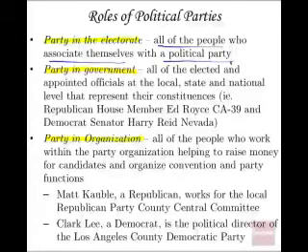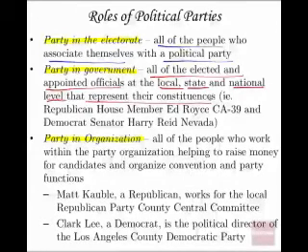So party in government, what does party in government represent? Well, this is all the elected and appointed officials at the local, state, and national level that represent their constituencies. Again, we're going to focus a little bit more on the federal government. There are plenty of state officials and local officials that are Republican or Democrat, but for the purposes of this course, it's good to understand primarily the federal structure of government.